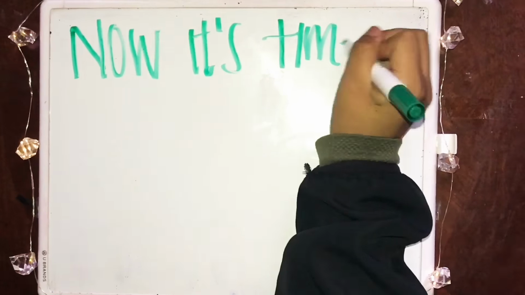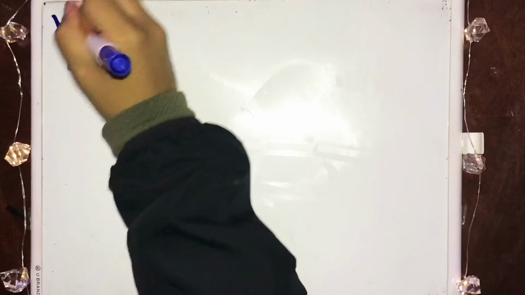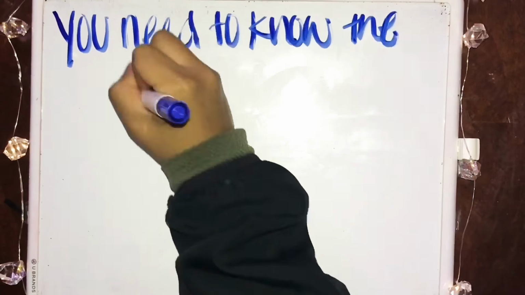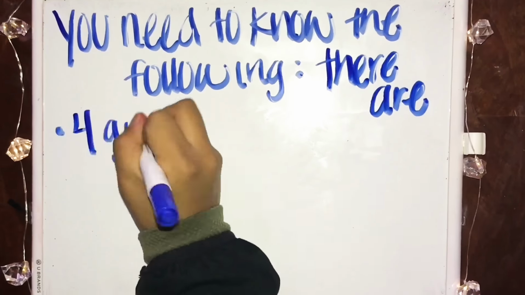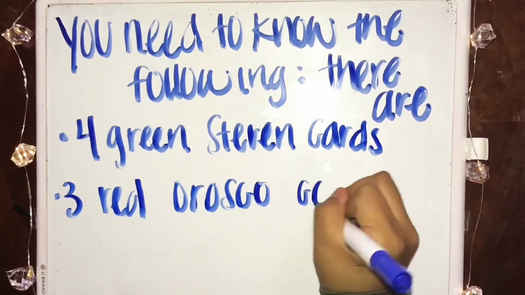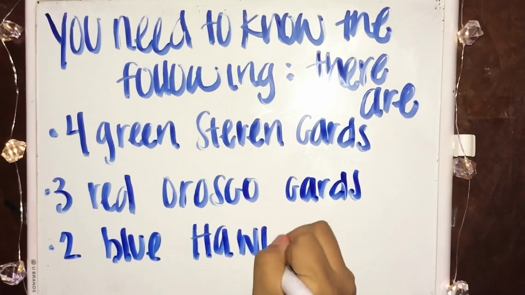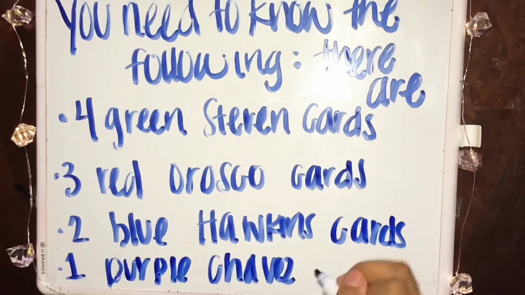Now, it's time for a quick, fun question. But first, you need to know the following. There are 4 green Stevens cards, 3 red Orozco cards, 2 blue Hawkins cards, and 1 purple Chavez card.